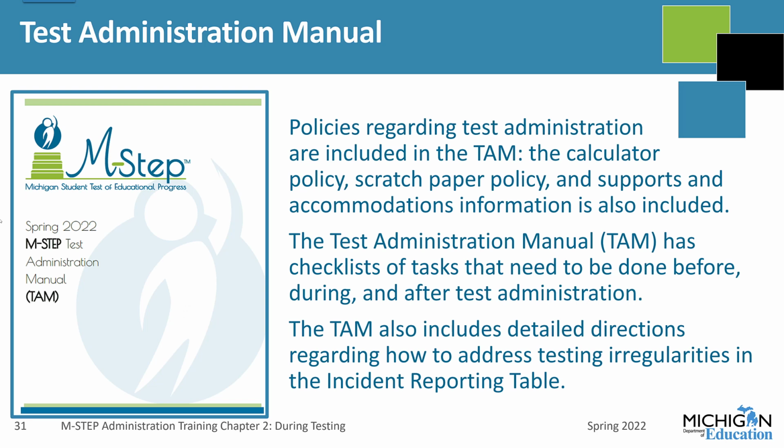The Test Administration Manual includes all of the test administration policies, procedures, supports and accommodations information, materials management requirements, and more. Make sure you read this document so that you are prepared for anything that may come up during testing. There are also checklists that you can use to make sure you're getting everything done, and they're sorted into a before testing checklist, during testing checklist, and after testing checklist. The TAM also includes detailed directions for reporting any testing irregularities in the Incident Reporting Guide. Make sure you're familiar with this guide because it'll help you if anything comes up during testing.